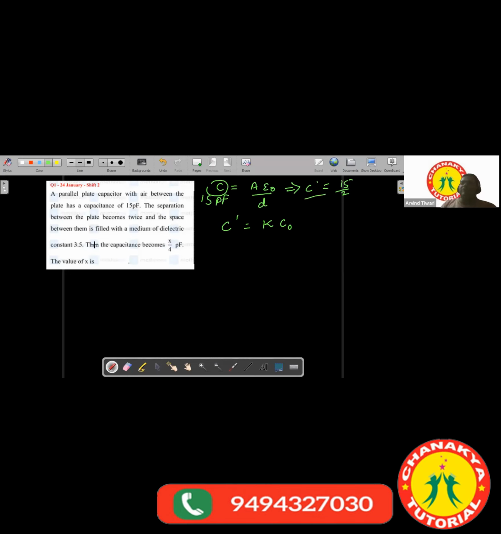Now coming to the next part: the space between them is filled with a medium of dielectric constant 3.5. So now the new capacitance C dash will become 3.5 times of this capacitance, that is 15 by 2. We can write 3.5 as 7 by 2. So I can write it as 7 by 2 multiplied by 15 by 2. Now can you tell the answer, what would be X? Yes, Niharika, what will be the value of X here?